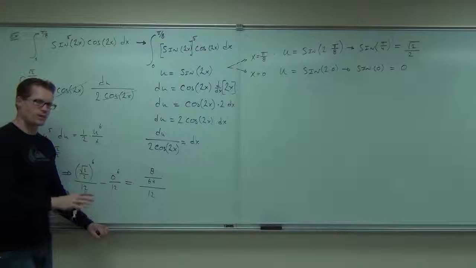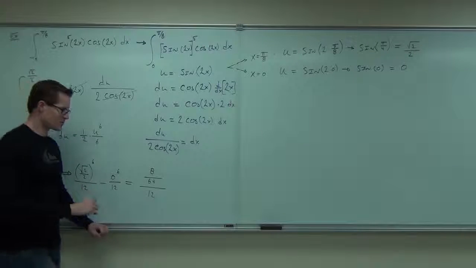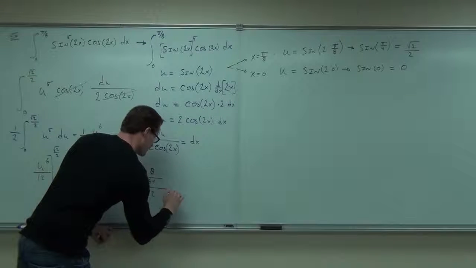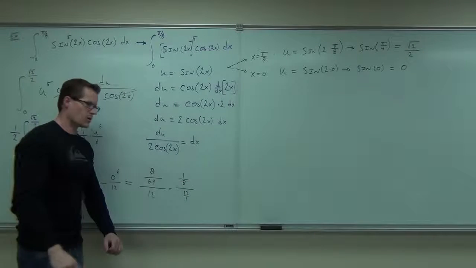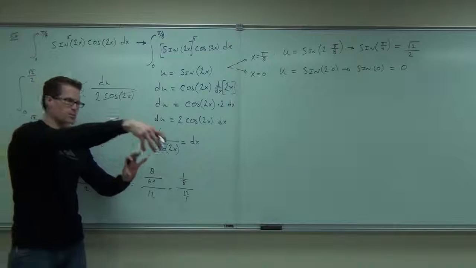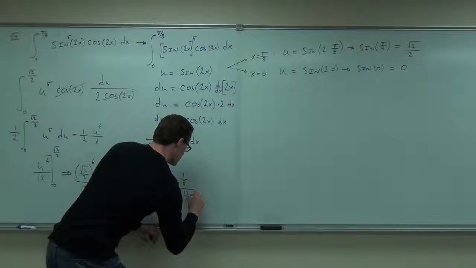Am I way off or am I okay? No, you're right. You're good. The first one is 1/8, and then minus. 1/8 over 12 over 1 is 96. Reciprocate and multiply? 1/96.